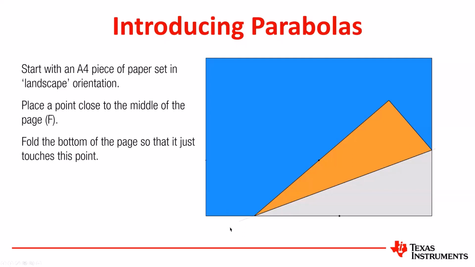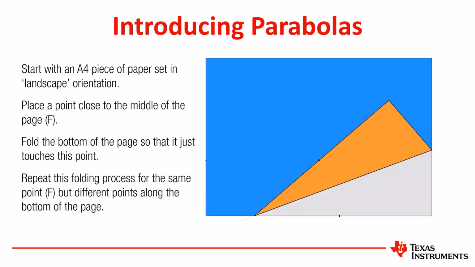Now, when I did this with some students once, I made the mistake of saying, now do this 20 or 30 times. And I walked around the class and observed one student folding it from exactly the same point, creating exactly the same fold. That's not the intention. The intention here is to do it along different points along the bottom of the page. So you will create 20 or 30 different folds, but all with the rule that the bottom of the page has to touch that point.